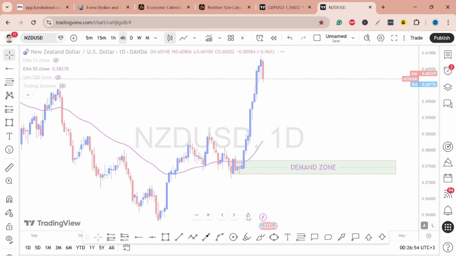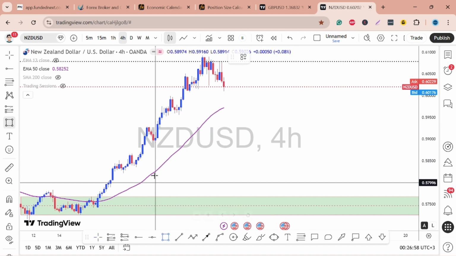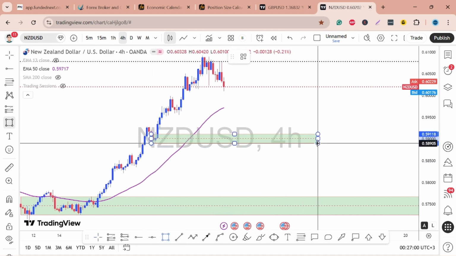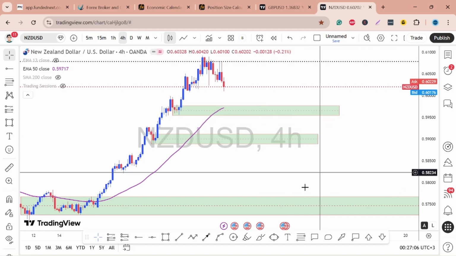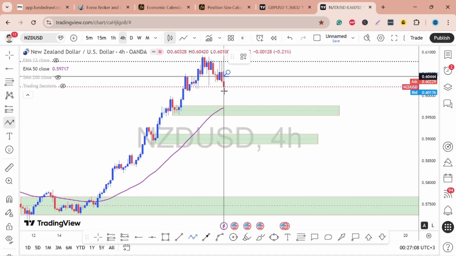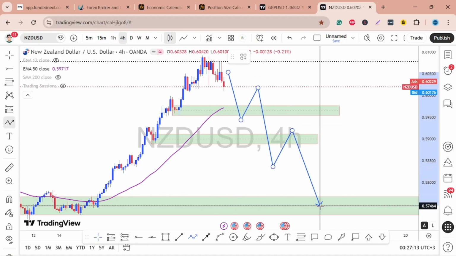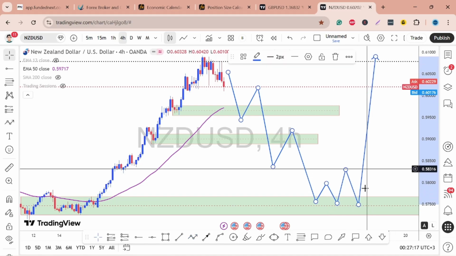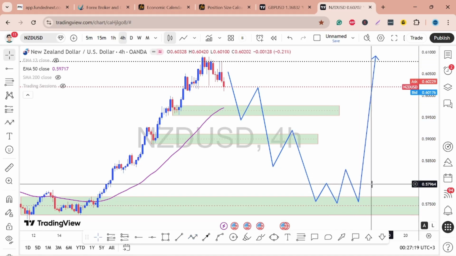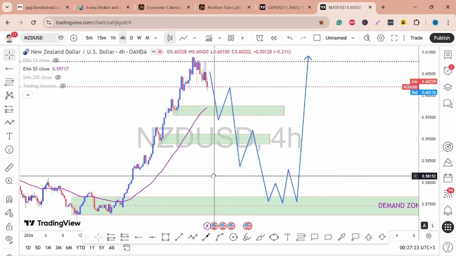Then, moving down to the lower time frame, that is the 4-hour time frame, there would still be some points where price might react. However, they will not be so strong to hold the price. So looking at the NZDUSD, we might have this kind of movement before we proceed with an upward trend continuation. So this is it for NZDUSD.